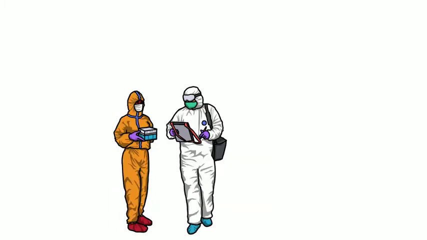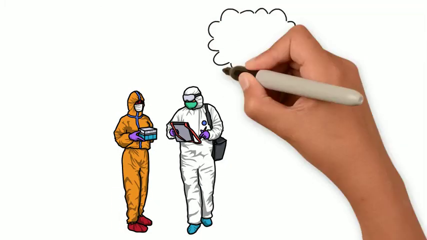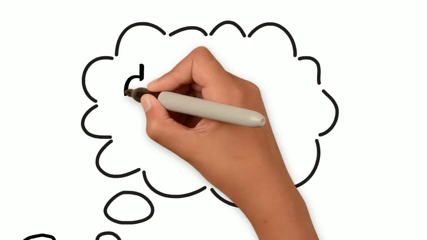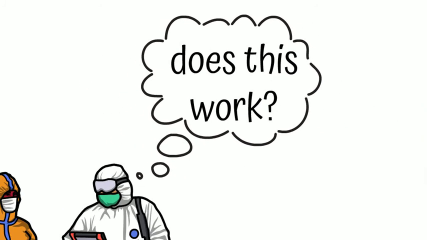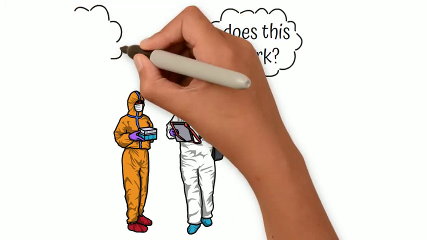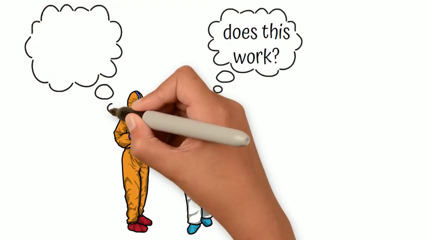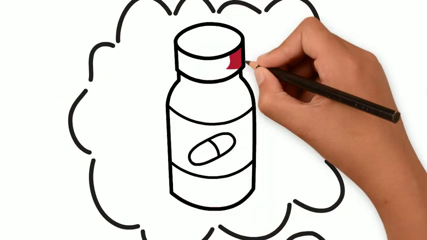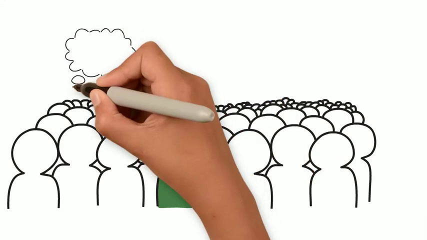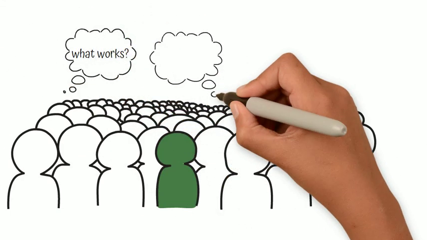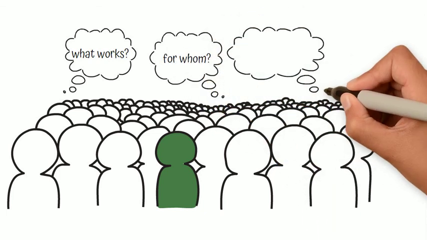Traditional research based on the scientific method typically asks the question, does this work? This type of research is important, for example, when developing new medications. A realist evaluation, on the other hand, asks, what works, for whom, under what circumstances, and how?